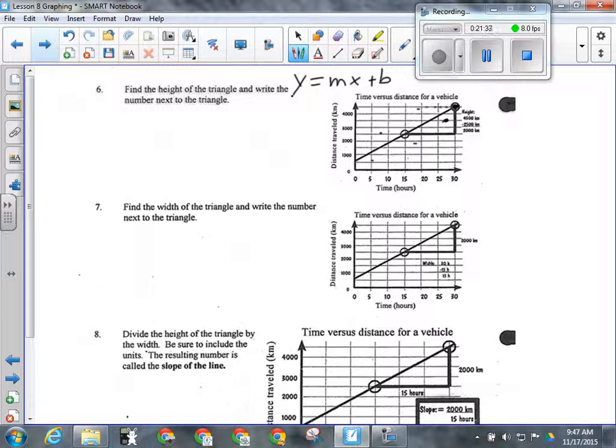From this point, y is, this is 3,000, so this would be 4,500. Okay? Everyone follow me there? This is 4,000, so that's going to be 4,500. So the y value for that point is 4,500. What's the x value for that point? 30. Okay? Everyone follow me there? So that's what y and x are.